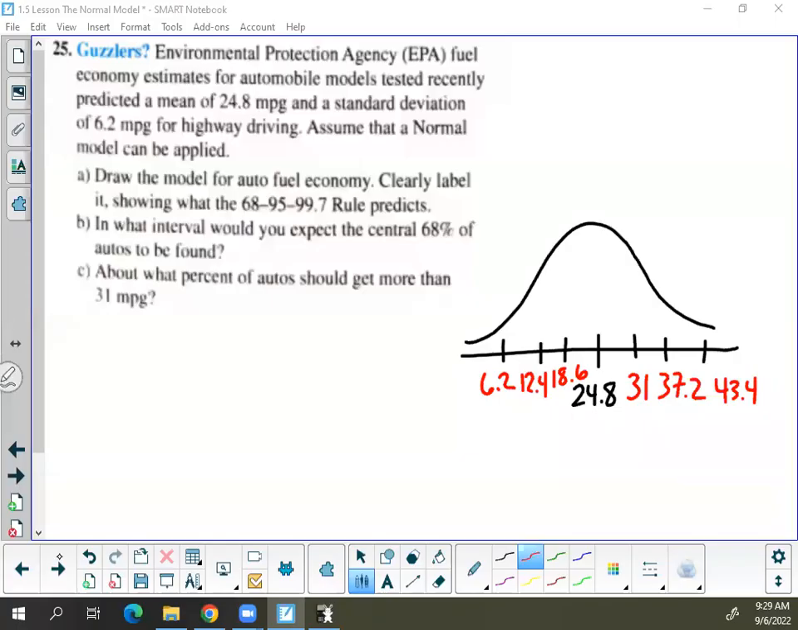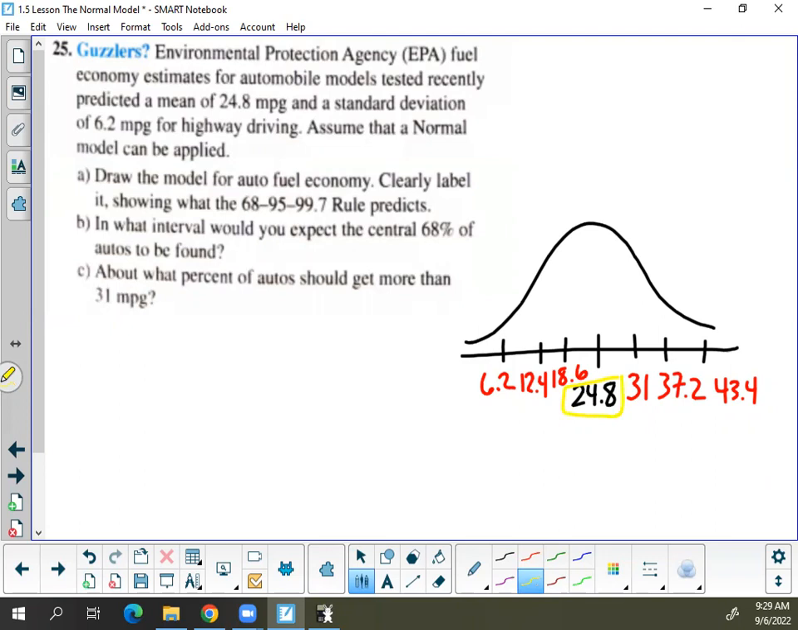Okay, so I went ahead and drew the model for this scenario. We can put the mean right in the middle. So this said we had a mean MPG of 24.8 when we talk about the fuel economy for automobiles. It has a standard deviation of 6.2. So in our normal model, we're going to go 3 standard deviations to the right above the mean, 3 standard deviations to the left below the mean.